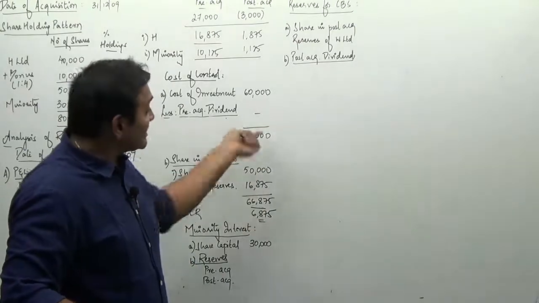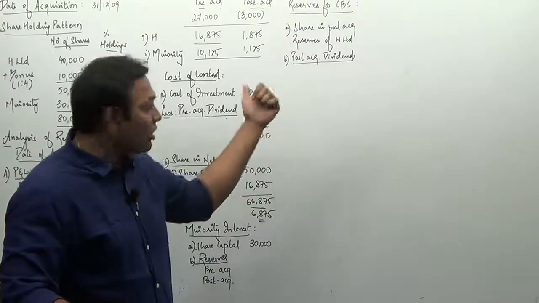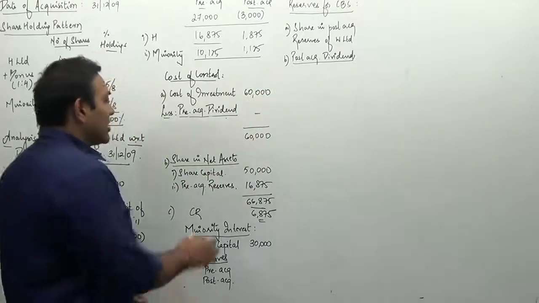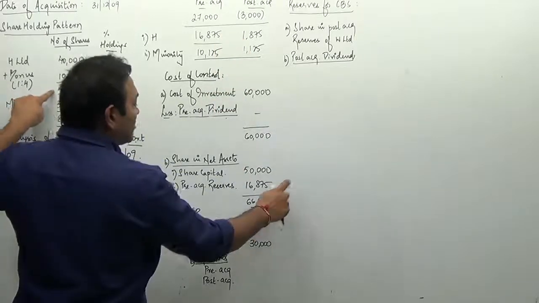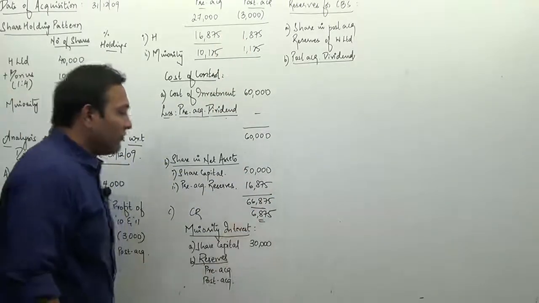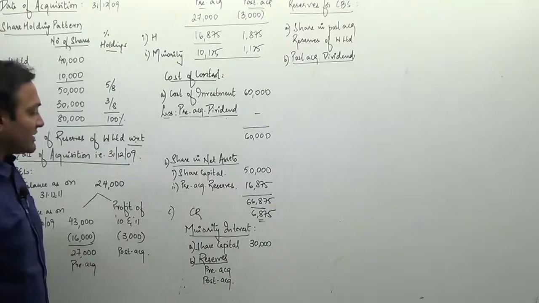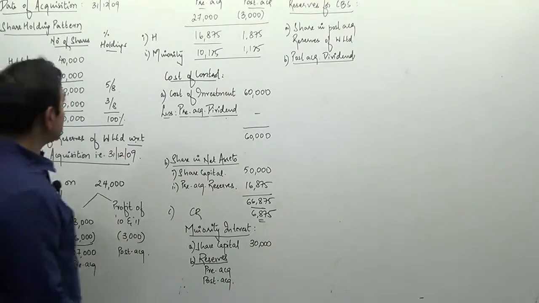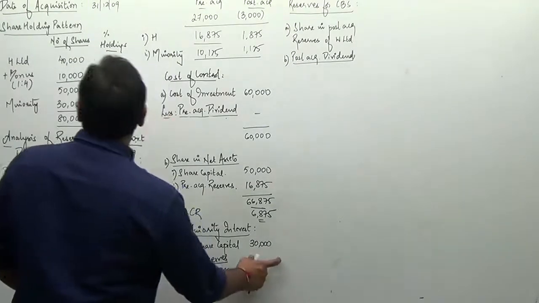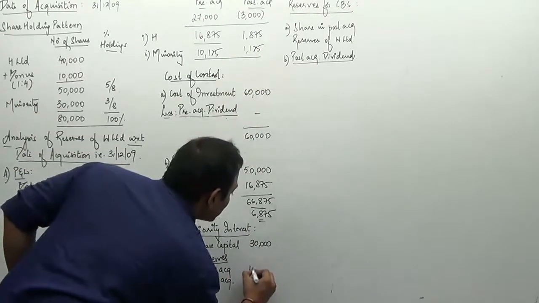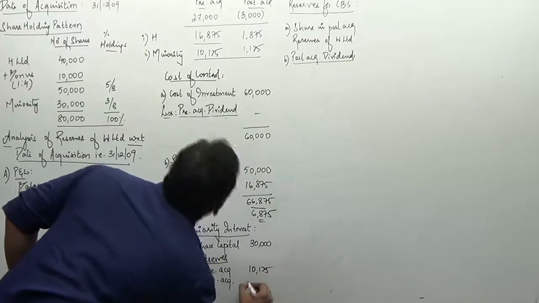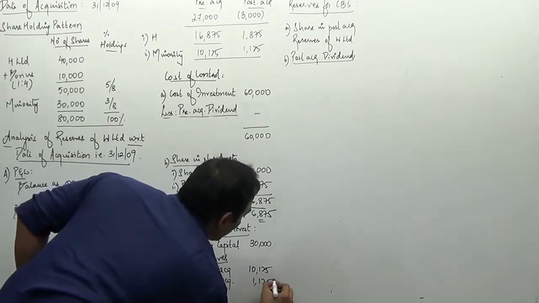The 2010 dividend, whatever he receives, will be taken as post-acquisition dividend and will not appear here. Your share in net assets, directly 50,000 share capital plus 16,875 rupees of pre-acquisition reserve, will result in a capital reserve of 6,875. Minority interest is just his share in share capital of 30, picked up from here. Pick up the reserves now. Pre-acquisition reserve is 10,125 and post-acquisition is 1,125.